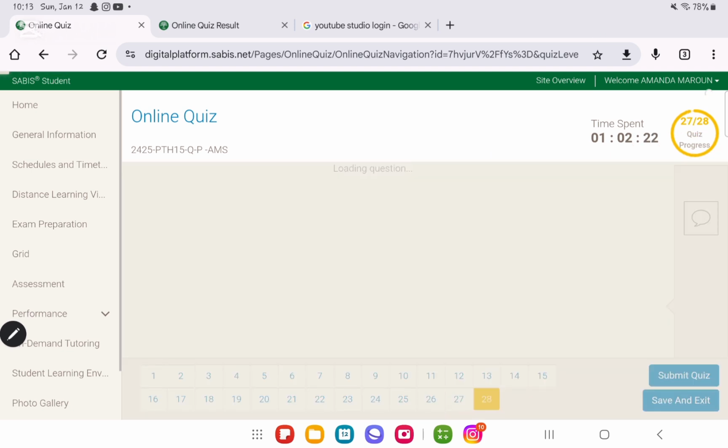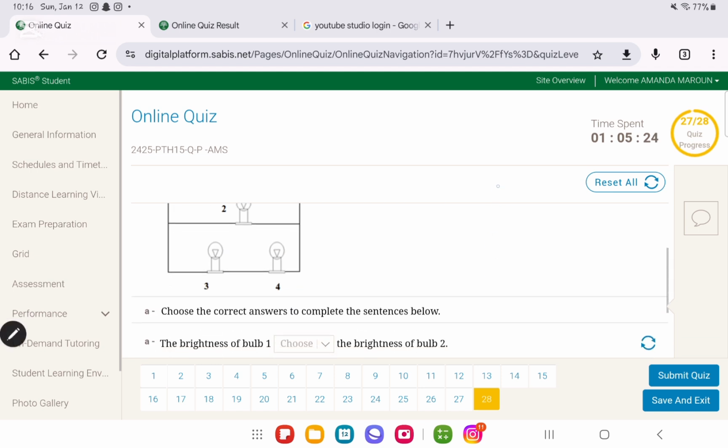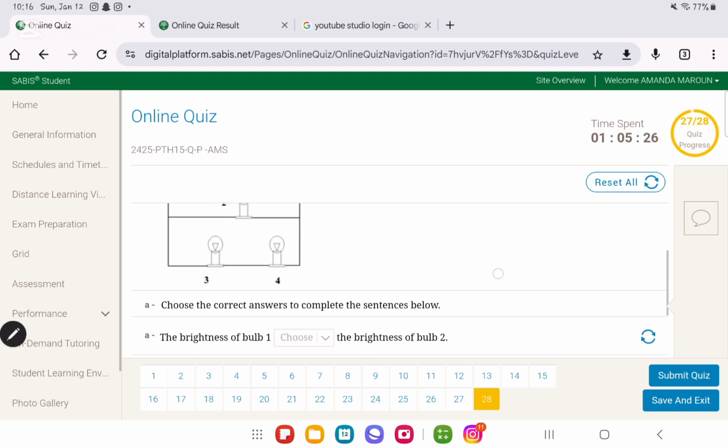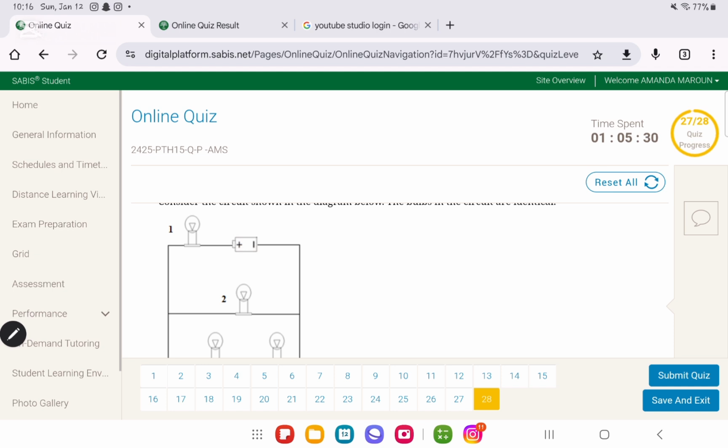Now moving on to the final question. Now finally, question number 28. Consider the circuit shown in the diagram below. The bulbs in the circuit are identical. Okay, the brightness of bulb 1 versus the brightness of bulb 2. Here, when we are talking about the brightness, we are talking about the current. So if you notice, bulb 1 and bulb 2 are in parallel. And we know when they are in parallel, then the current is definitely gonna be different.